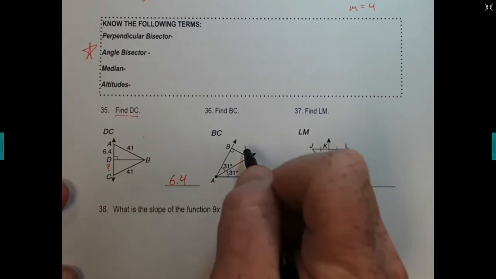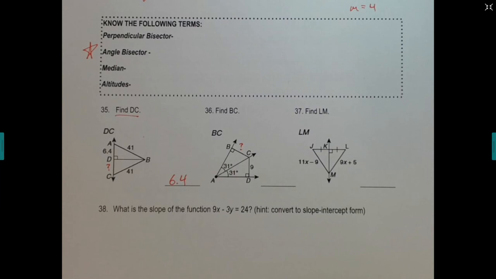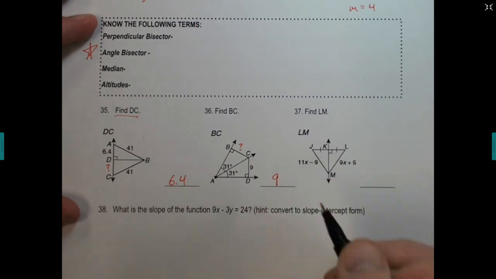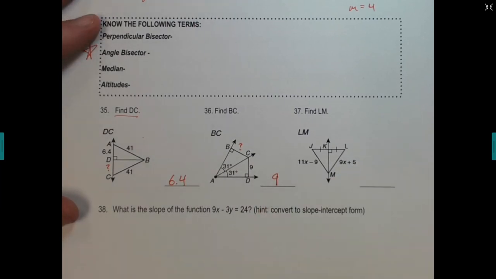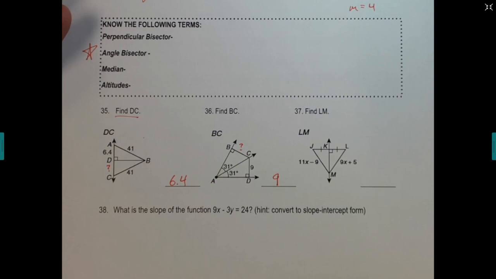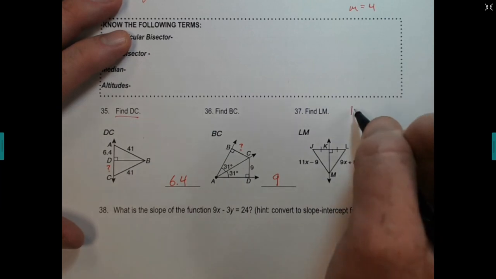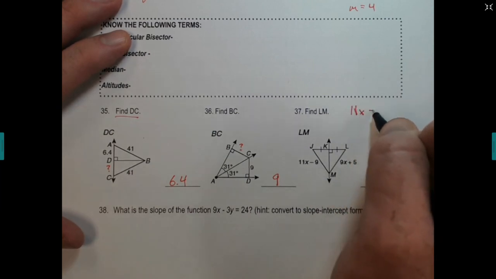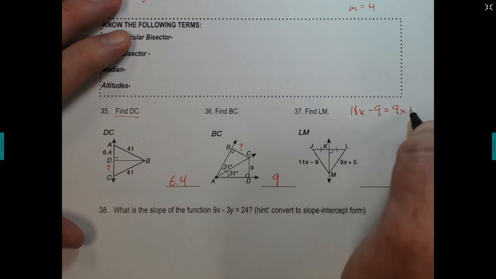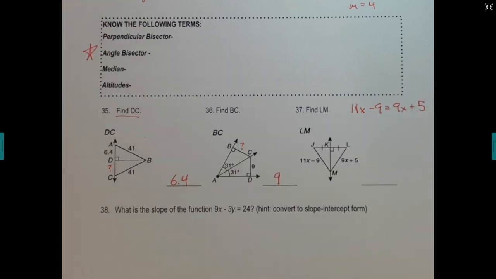Anybody think they can help us find BC here? This is the angle bisector theorem. Maya, what do you got? Is it 9? Yup. Now I just need somebody, I think we would see hopefully that these two should be equal. 11x minus 9 equals 9x plus 5.